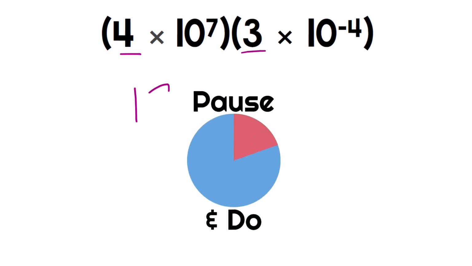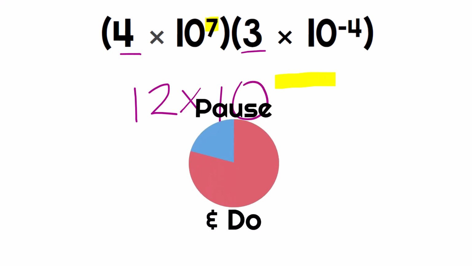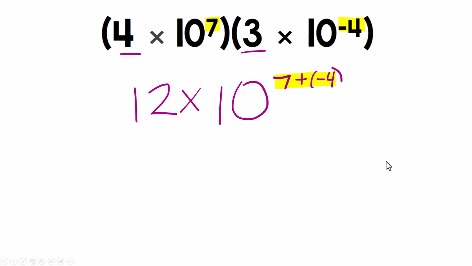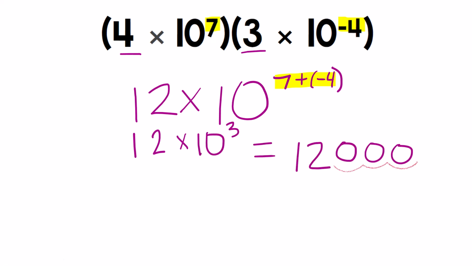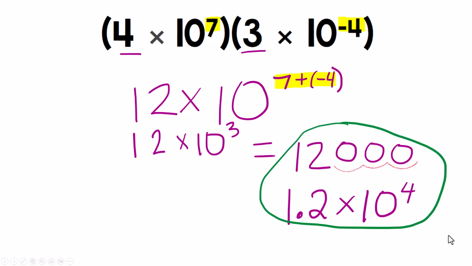4 times 3 is 12, and you are taking that times 10 to the 7 plus negative 4. You're going to remember your integer operations, so this is going to be 12 times 10 to the 3rd. And if you write that out as a number, it turns out to be 12,000. Rewriting that in scientific notation, we end up with 1.2 times 10 to the 4th. Okay, try another one.